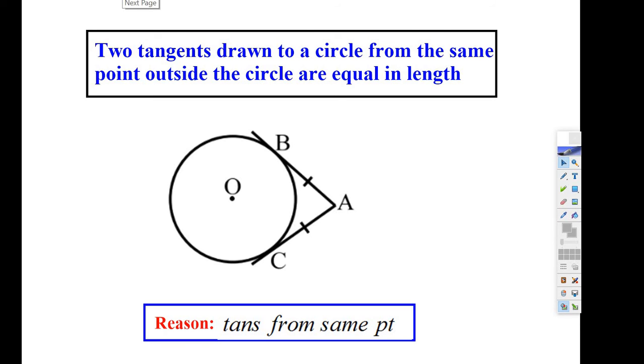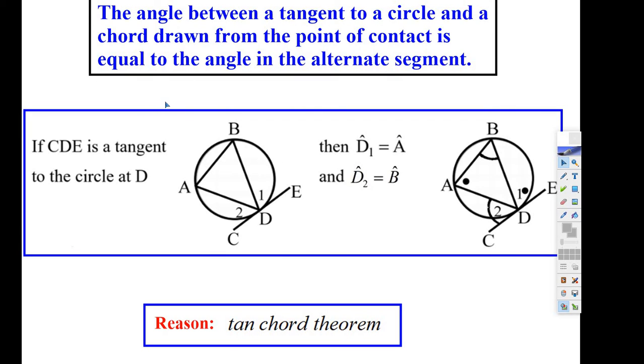Okay, and then there's the famous one that's probably used more than anything else, or at least it feels like it is. It's called the tan-chord theorem. And here's how it works. If you've got a tangent and then it touches at a point, and you draw a triangle inside the circle, so that a triangle that's circumscribed, that passes through the 3 points, well, this is what happens. There is an angle between the tangent and the chord created right here. Here's the chord AD, and there's another angle over on this side.